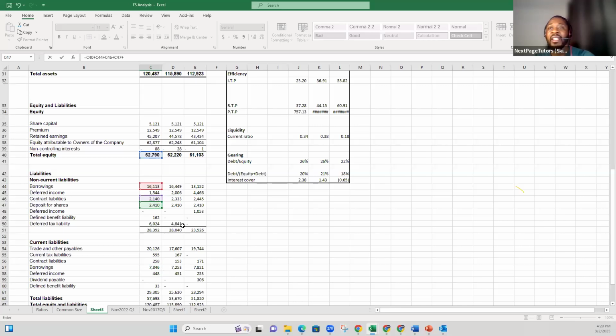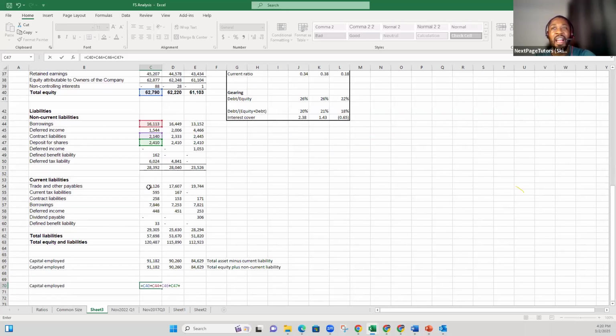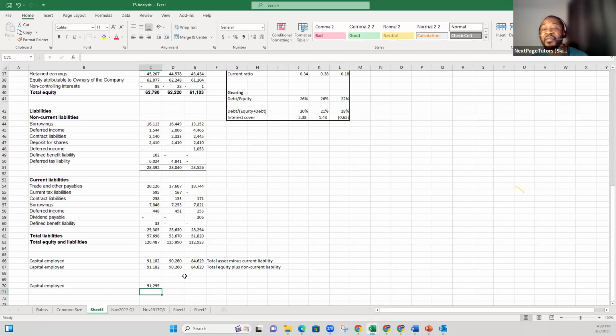Even under current, I can decide to include this borrowing, because what this person must have done is analyze the borrowing and break it into its components: the non-current part, which you still have over 1 year to pay, and the part you need to pay within 1 year, which the person categorized under current liability. On that basis, I probably want to add this as part of my capital employed. Someone can be doing this, and at the end of the day you see that you're just stressing yourself. Everything is approximately the same thing, 91K, right?